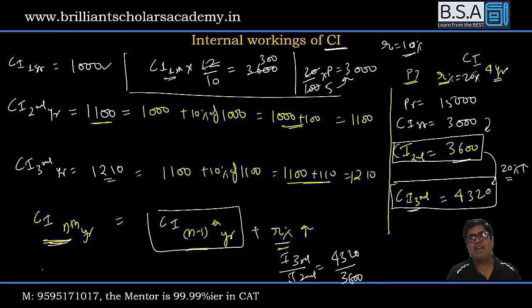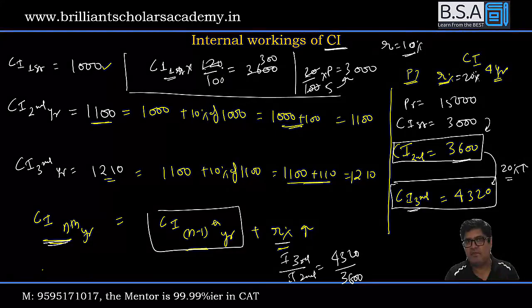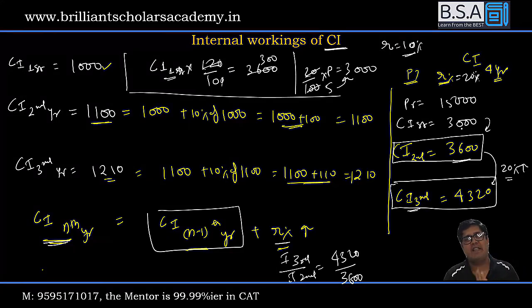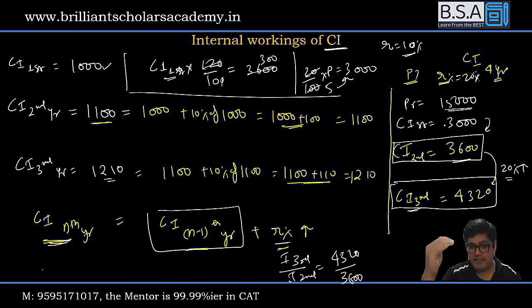So first year interest into 20% increase. How do you increase 20%? 120 upon 100. 120 upon 100. So that gives me first year interest as 3000. And first year interest itself is 20%. So principal becomes 15,000. In this manner, we can move around with this.